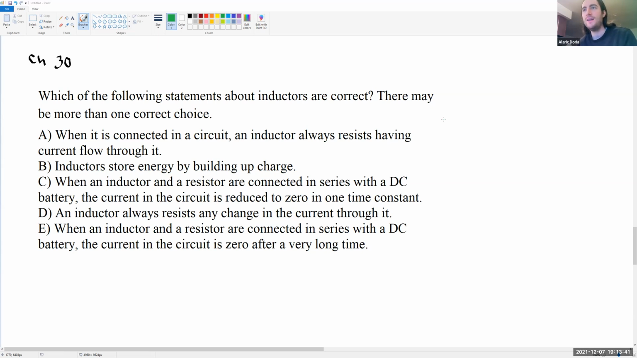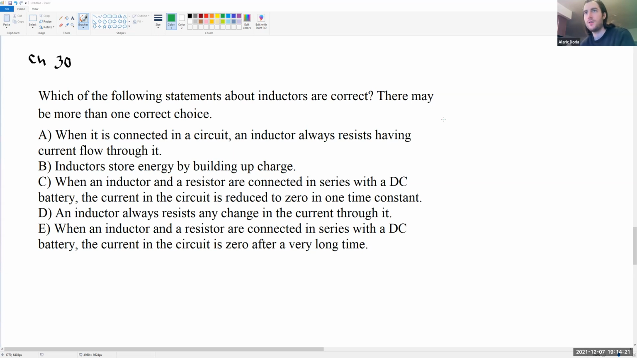Okay, so A, when it is connected in a circuit, an inductor always resists having current flow through it. B, inductors store energy by building up charge. C, when an inductor and a resistor are connected in series with a DC battery, the current in the circuit is reduced to 0 in one time constant. D, an inductor always resists change in the current through it. E, when an inductor and a resistor are connected in series with a DC battery, the current in the circuit is 0 after a very long time.